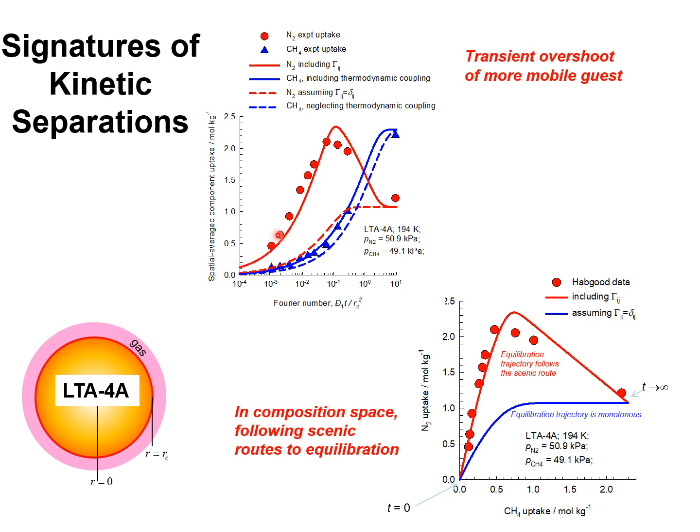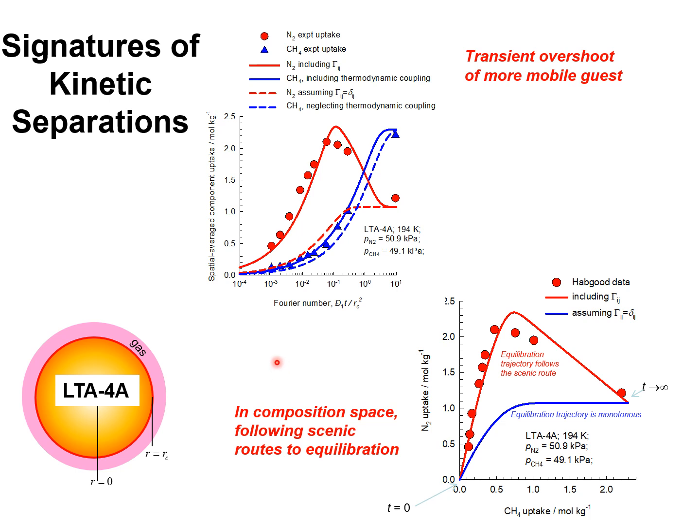The experimental data of Habgood, shown by the blue circles for nitrogen and blue triangles for methane, are compared with the spatially averaged component uptakes from the simulation data. The continuous solid lines are the simulation results in which the thermodynamic correction factors are duly accounted for. The dashed lines are the corresponding simulation results in which the thermodynamic correction factors are ignored, and the matrix of thermodynamic factors is taken to be the identity matrix. We note that there is good agreement between the experimental data of Habgood and the simulations in which gamma ij is properly accounted for.